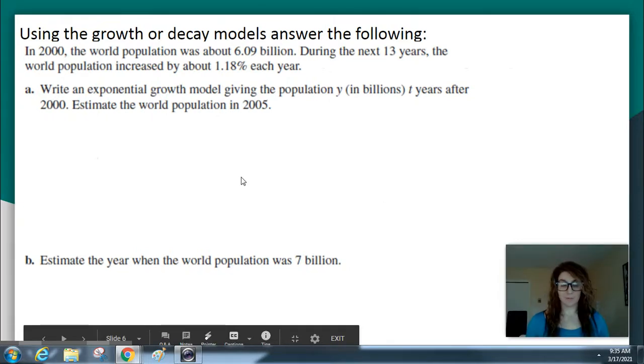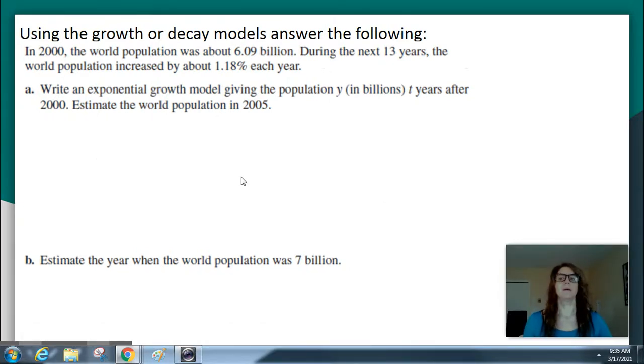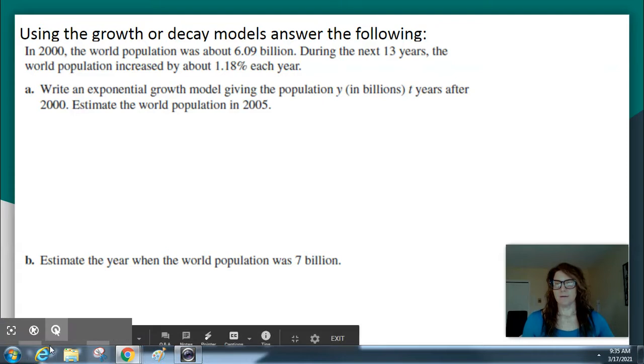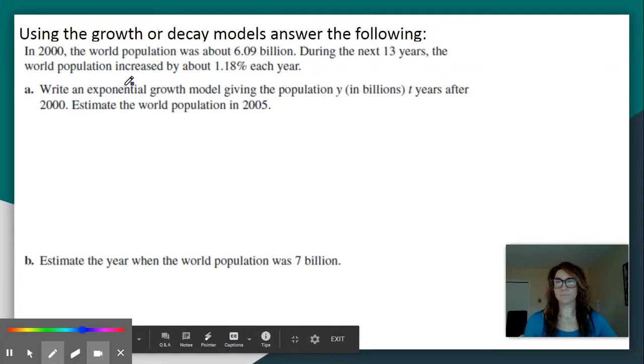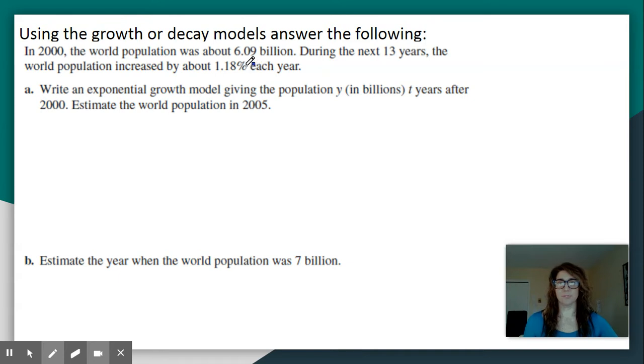So the next problem now, we are going to create the model. Okay, so it says that in 2000, the world's population was about 6.09 billion. During the next 13 years, it increased by 1.8%. So these are all numbers we're probably going to be needing. It says write an exponential growth model in billions, so I don't have to worry about adding all the zeros, t years after 2000. Estimate the population in 2005. So first we need to create the model, then we need to use the model.